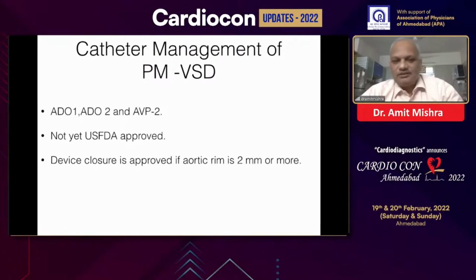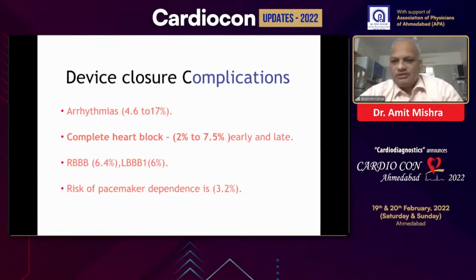Now, catheter management. This is the first time I was going through ADO 1, 2, 3, and AVP 2. I recently saw in an article, I don't remember the year it was published, that they are not yet US FDA approved. Device closure is recommended whenever you have a 2 to 3 millimeter rim just below the aortic annulus. Now, the device has its own complications.